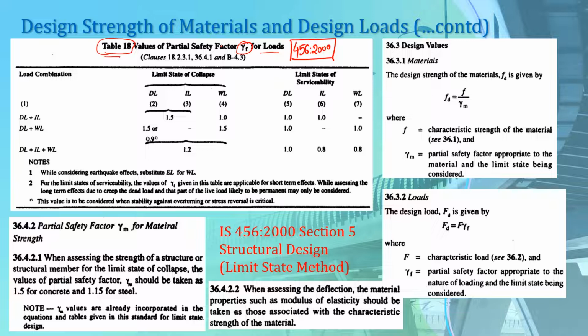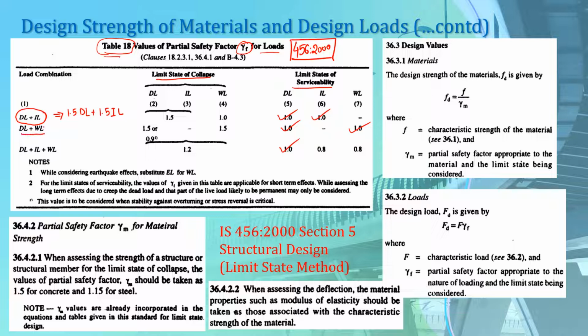So let's see in this table here. If we are considering a load combination of dead load plus IL, meaning imposed load, then our partial safety factor for both dead load and imposed load will be 1.5. That means our design load combination will be 1.5 dead load plus 1.5 imposed load. Remember, we are now talking about the limit state of collapse. For the limit state of serviceability, you can see that all load factors, or all partial safety factors used, are equal to 1 in this case.